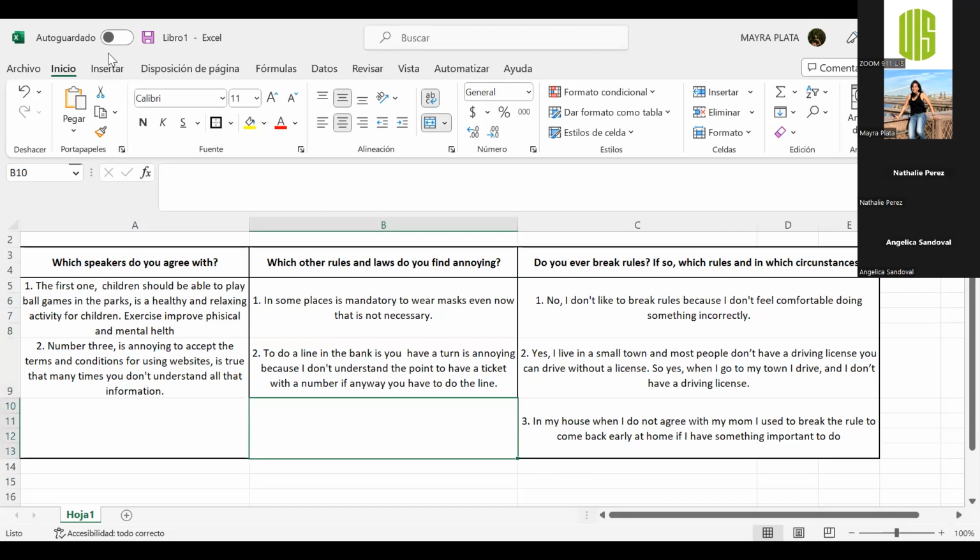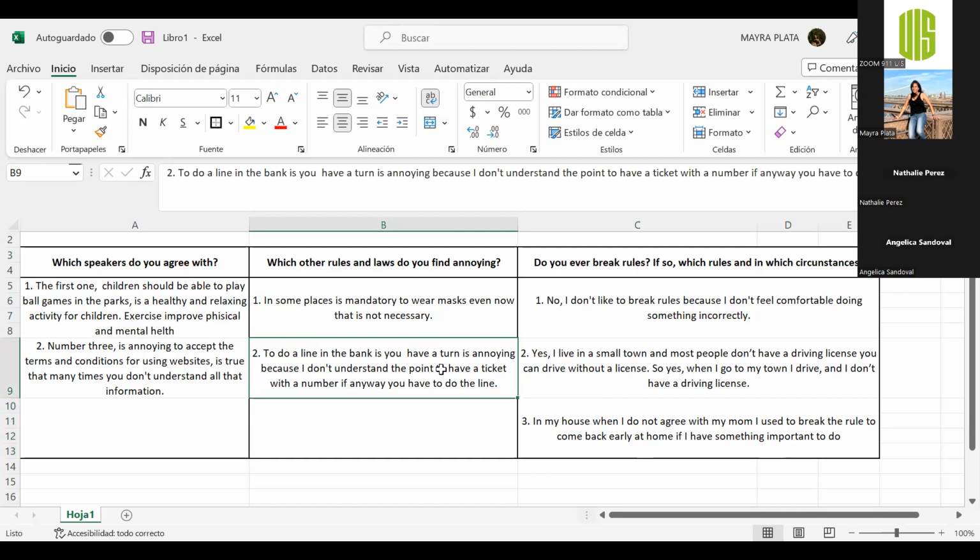And in the second question, you said to do a line in the bank is you have a turn. I don't get this. Is you have a turn. What do you mean? To do a line in the bank? Yes. But is you have a turn? That's the part that I don't really understand. Like a ticket. When you go to the bank, they give you like a ticket. You are the number 2, but you have to do the line anyway.